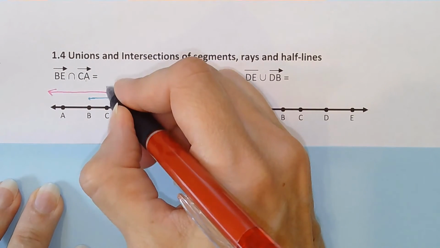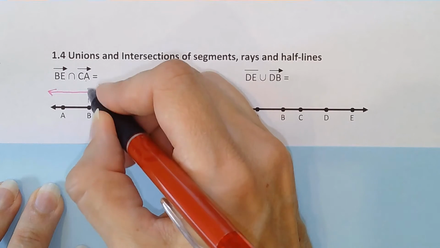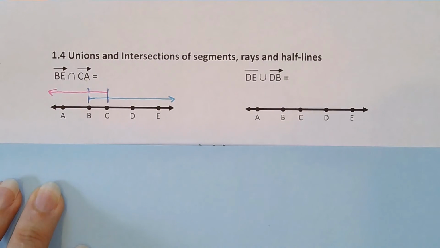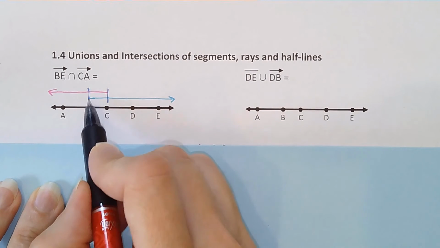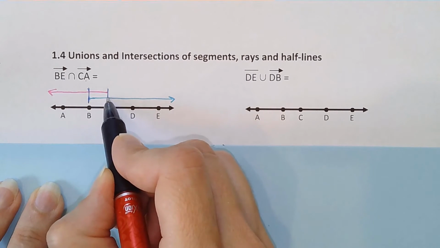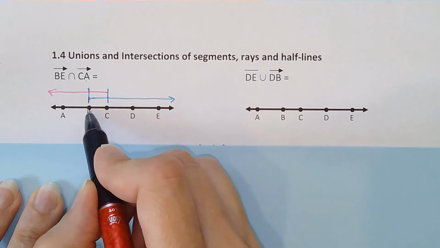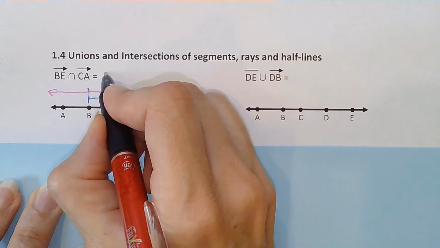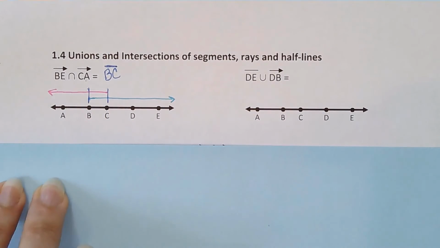If I take a look at this, they've got this section right here to right here. They've got that part in common. So to answer this problem, I would say that the intersection creates a line segment, because it has a starting and an ending point. It's just the space between B and C. So it's going to be segment BC. That's going to be my answer here.